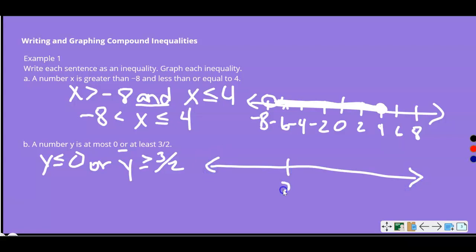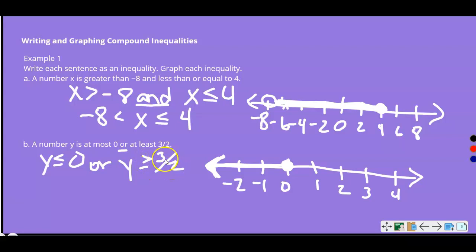All right, so we've got 0. Let's do 1, 2, 3, 4. All right, so we have y less than or equal to 0. So we're going to have a solid circle on 0. Less than or equal to will be shaded to the left. Or y is greater than or equal to 3/2.